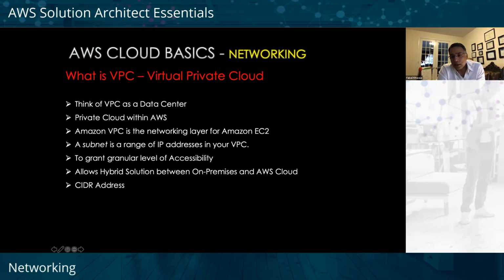So the very first element of networking within AWS is a VPC. What is a VPC? VPC is a virtual private cloud. You can think of a VPC as a data center within AWS Cloud, right? And it's private. It's a private virtual cloud where you can host, behind what you can think of as a firewall, all of your servers, your EC2 instances, your databases, and whatever you may have behind that VPC, the virtual private cloud.